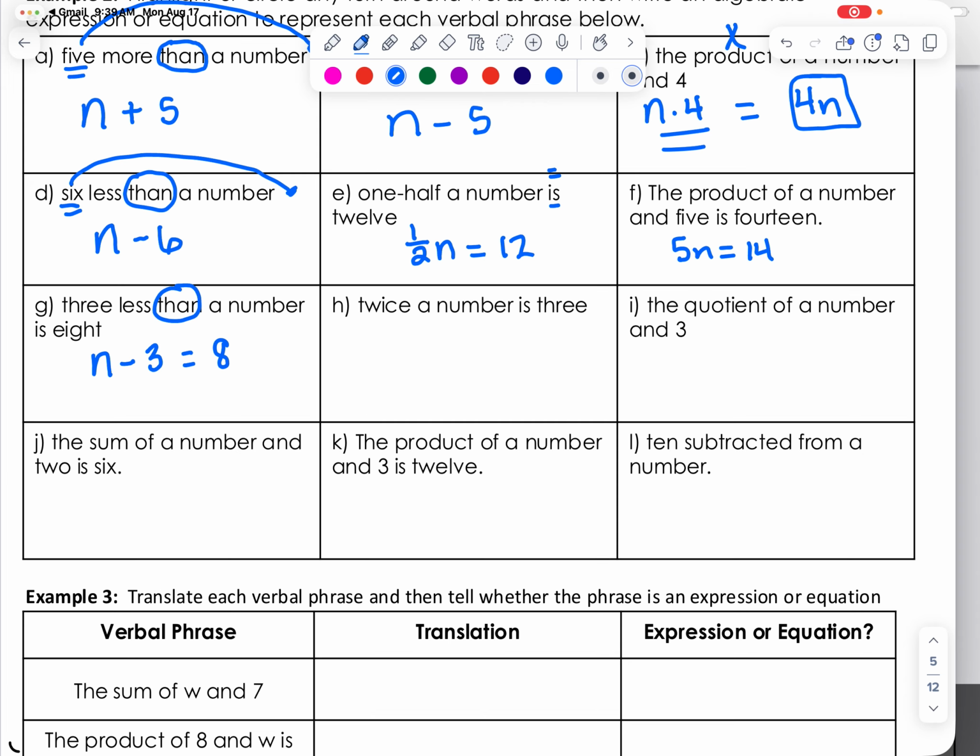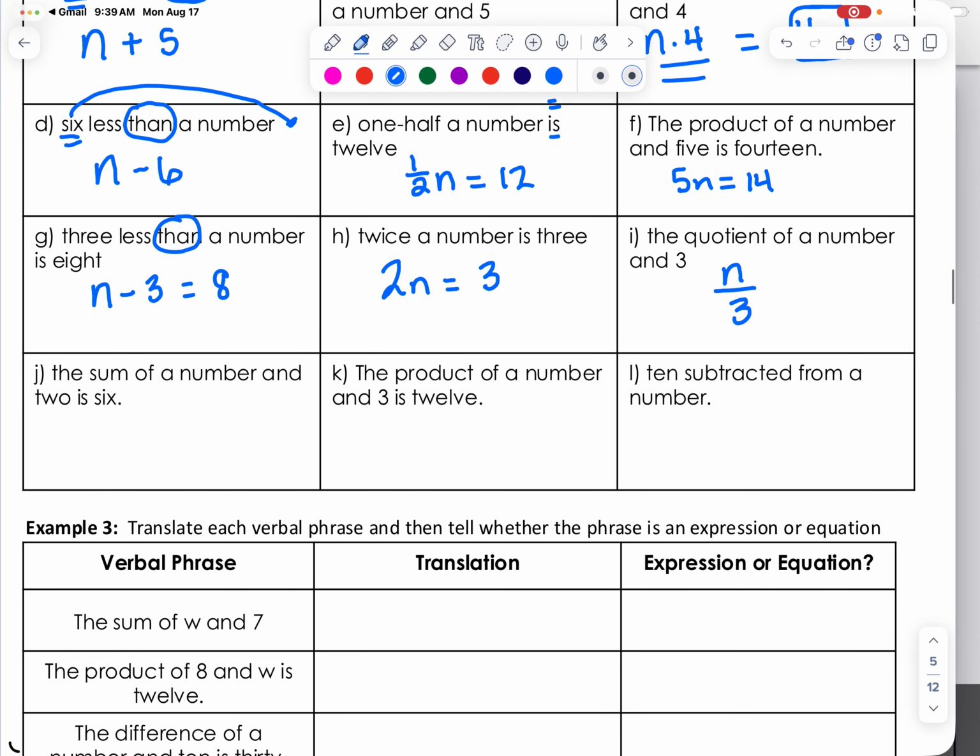H, twice a number is 3. So twice a number would be 2 times N, or 2N. For "is," we put equals, and that equals 3. I, the quotient of a number and 3. Well, that would be N divided by 3.